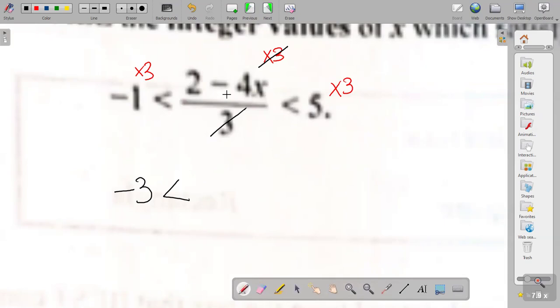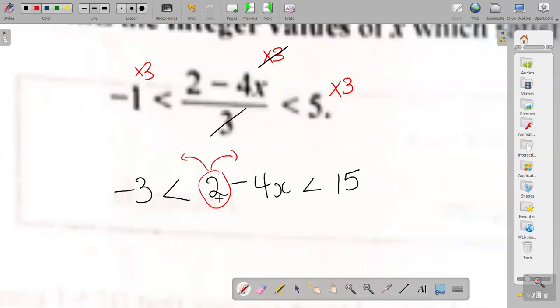So what is left when this is gone? That means we have 2 minus 4x is less than 15. Remember we want the x, so we have to get rid of everything extra. What is the extra here? The extra is 2. So how do I transpose 2? I have to move it, but everything I do to one side, I have to do to the other side. This is positive, so the 2 has to go in 2 directions: 2 goes here and 2 goes there.